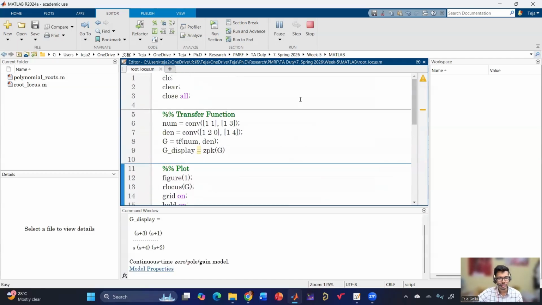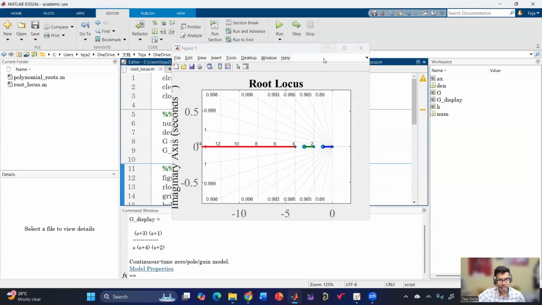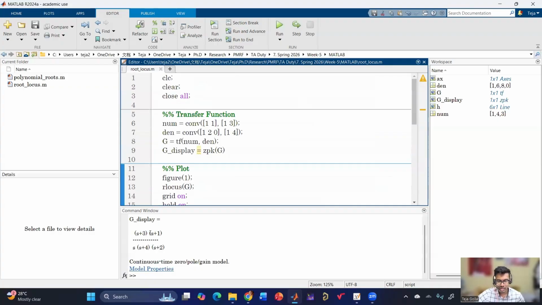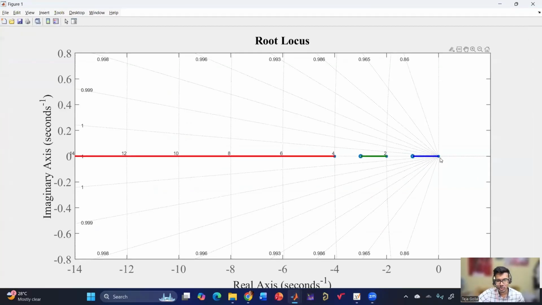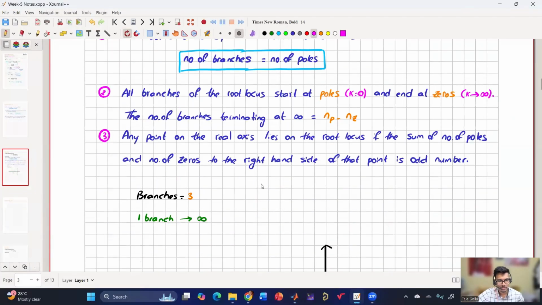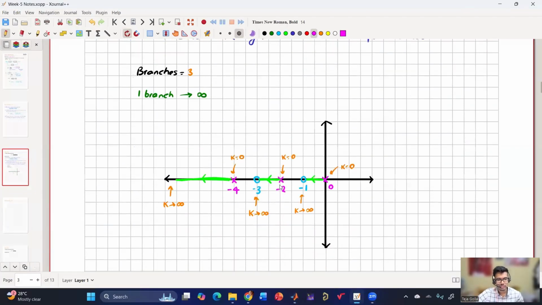So let me quickly run. If I run, I have to first check whether the transfer function is correct or wrong, because I can enter a wrong number here. So numerator is s plus 1 into s plus 3, denominator is s into s plus 2 into s plus 4. So now let us check the plot. So this is the plot. From 0 it is moving to -1, from -2 it is moving to -3, from -4 it is going to infinity. So is this matching with our plot? 0 to -1, -2 to -3, -4 to infinity. So this is matching. So this is how we plot.